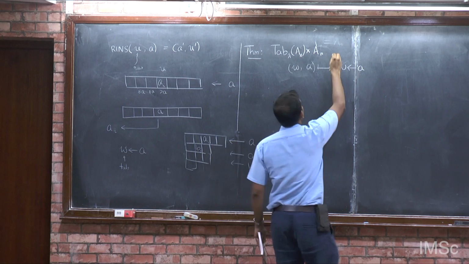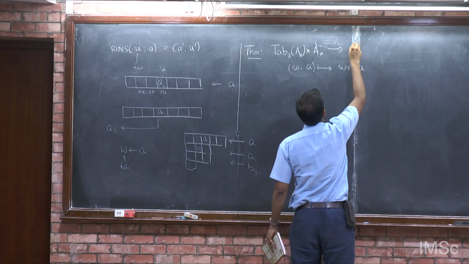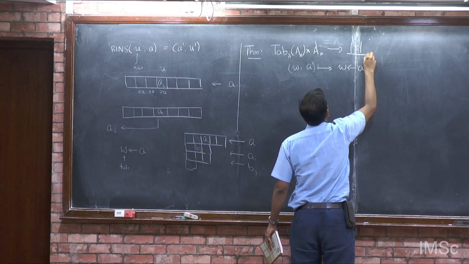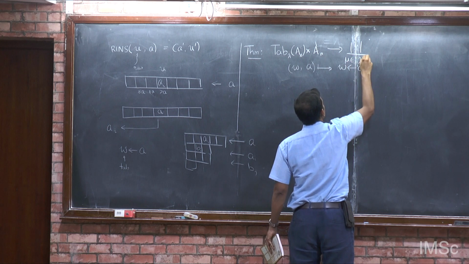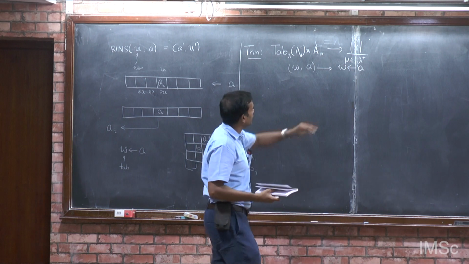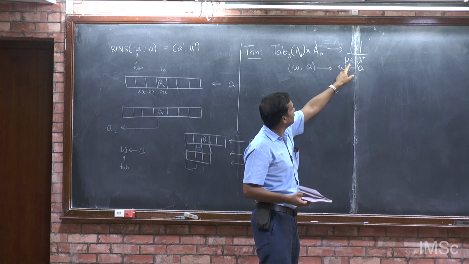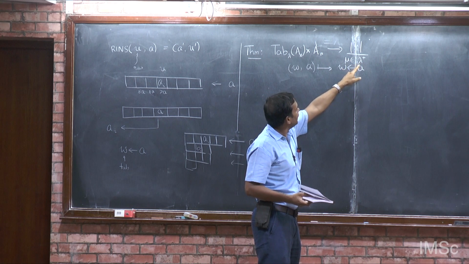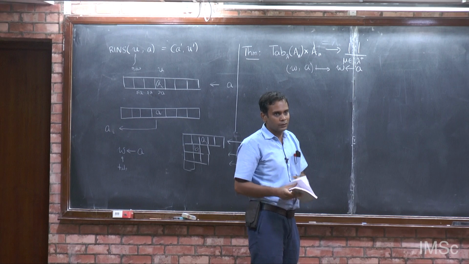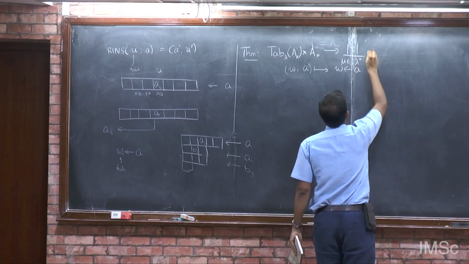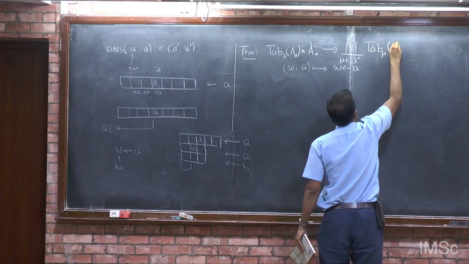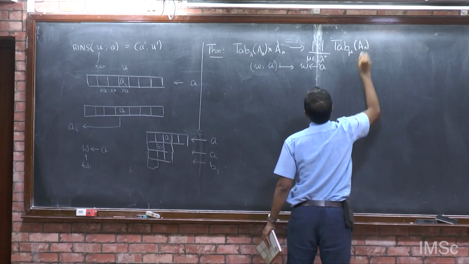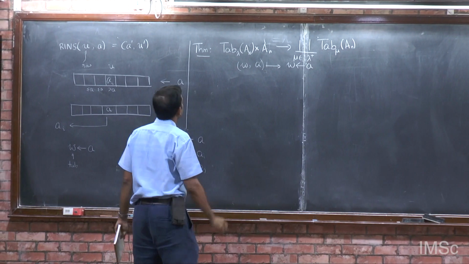So what you will get is a function from this to the union over all mu in lambda plus, which means the set of shapes which are obtained from lambda by adding one box somewhere. So, this is a bijection.